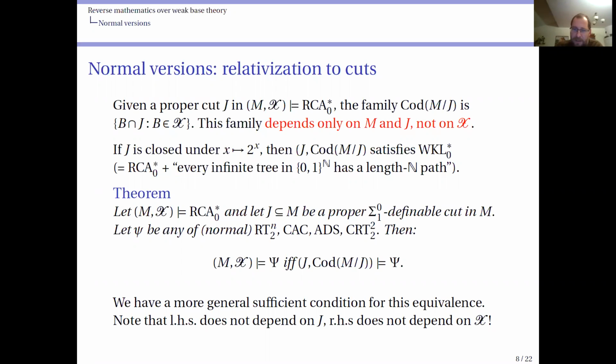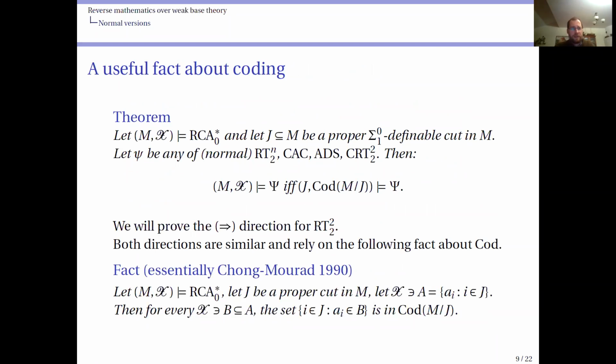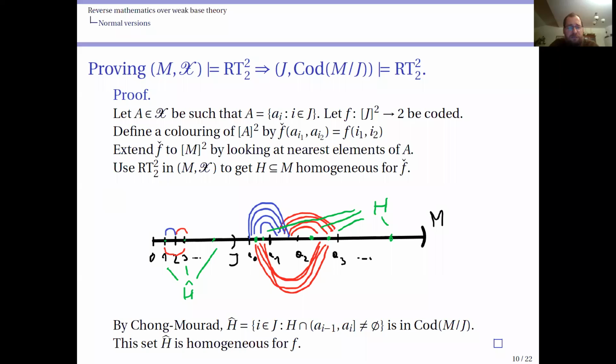Now, I will give you an example of how this sort of thing is proved by proving one implication, from holding in the model to holding in the cut, for C equal to Ramsey's theorem for pairs, but I'll skip an intermediate step that I'll just mention on the way that it holds. So let's try to justify this. Let's try to see why, if Ramsey holds in the big model, then it holds on a sigma 1 definable proper cut.